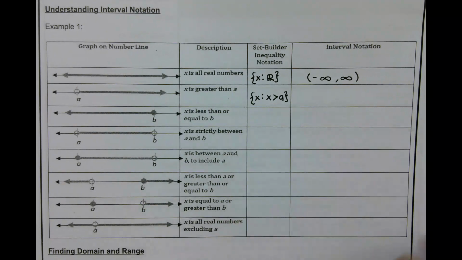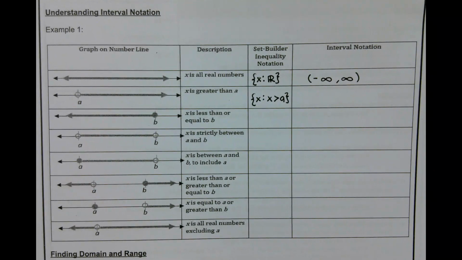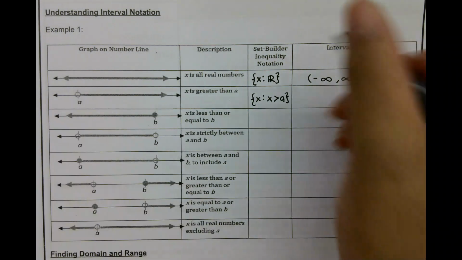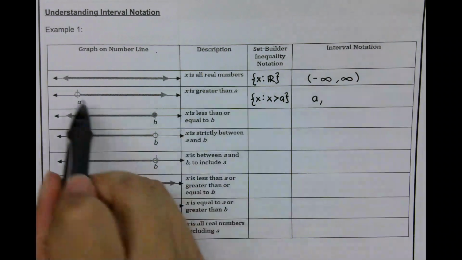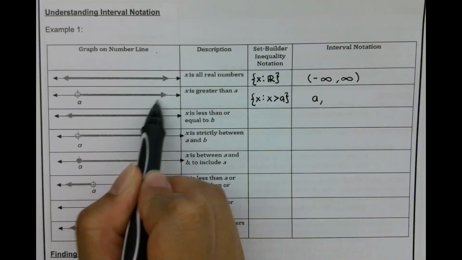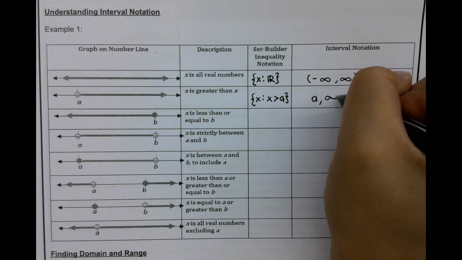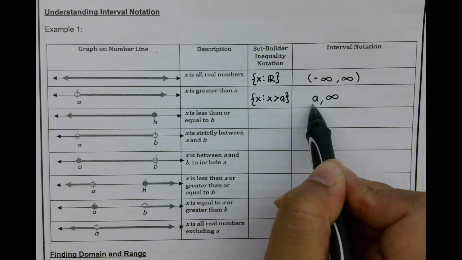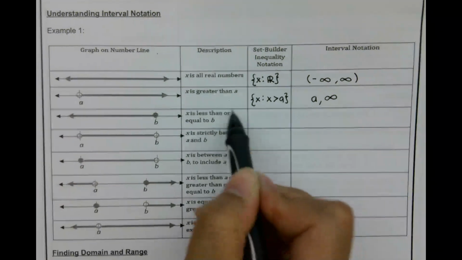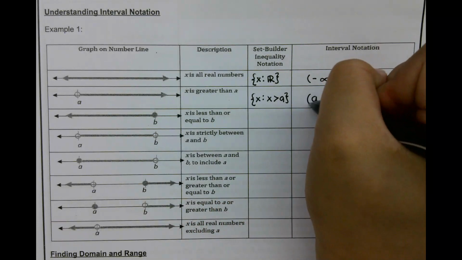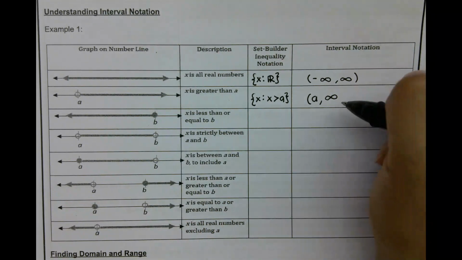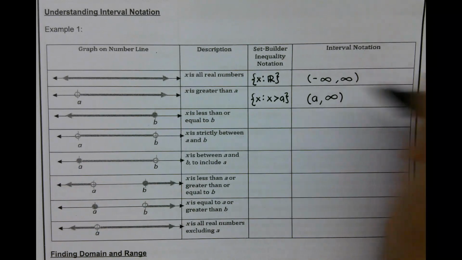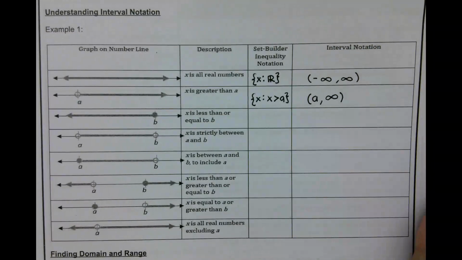If I were to write it in interval notation, I would indicate that it starts with A, and then since it goes to the right forever, indicated by that arrow, it goes towards positive infinity. Because A is not included, it's an open circle, it's not equal to, I'm going to use a parenthesis. And on the other side, infinity is always with a parenthesis. And so that is it in interval notation. When we use it in math, of course, we would put an actual number in for A.